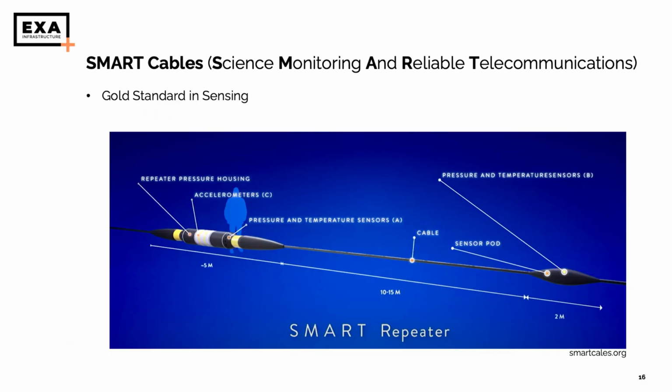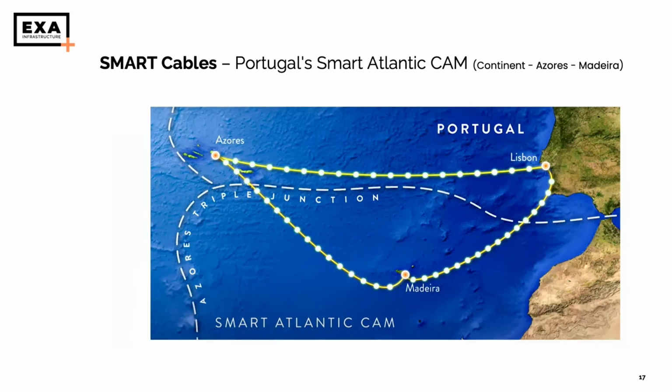The fourth method is smart cables. In smart cables, there are sensors actually built into the repeaters, the subsea repeaters. You'll have a temperature sensor, a pressure sensor, and seismic acceleration sensors. And smart cables are the best at sensing, and you could say they're the gold standard in sensing, really.